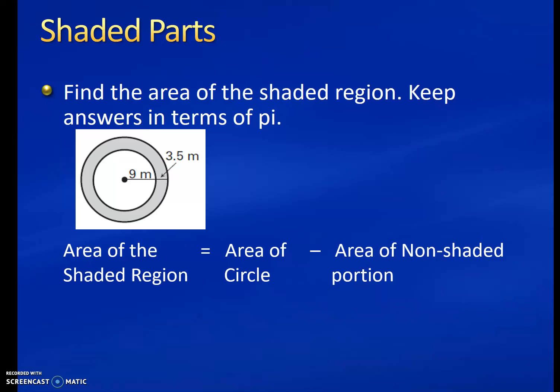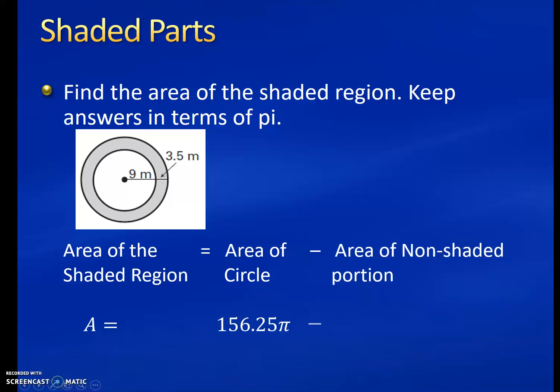To get the area of the shaded region, I need to find the area of the whole circle, the big one, and I'm going to subtract the area of the non-shaded portion. So to get the area of the circle altogether, remember 3.5 isn't the radius, it's the whole length from 9 to 3.5. So it's going to be a total of 12.5. So that's what I'm going to square in pi r squared to get 156.25. Now the area of the non-shaded portion, well, that's going to be this little piece here with the 9.